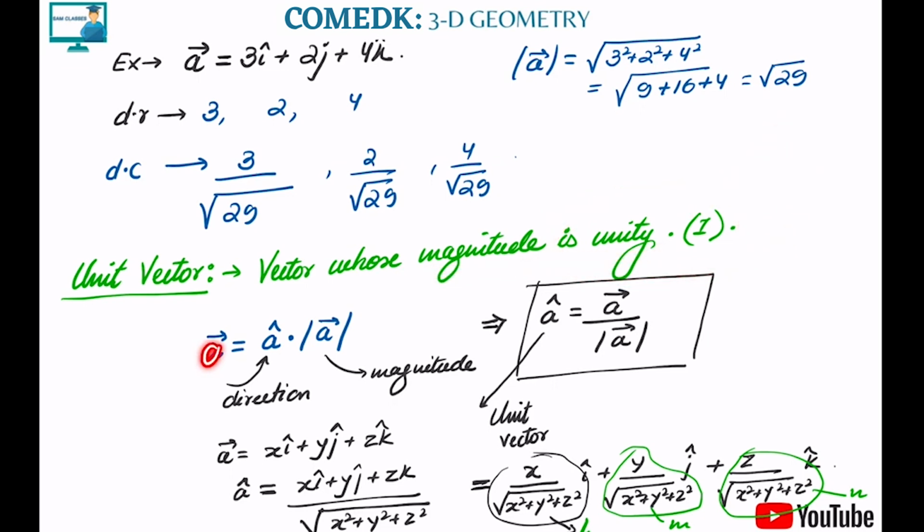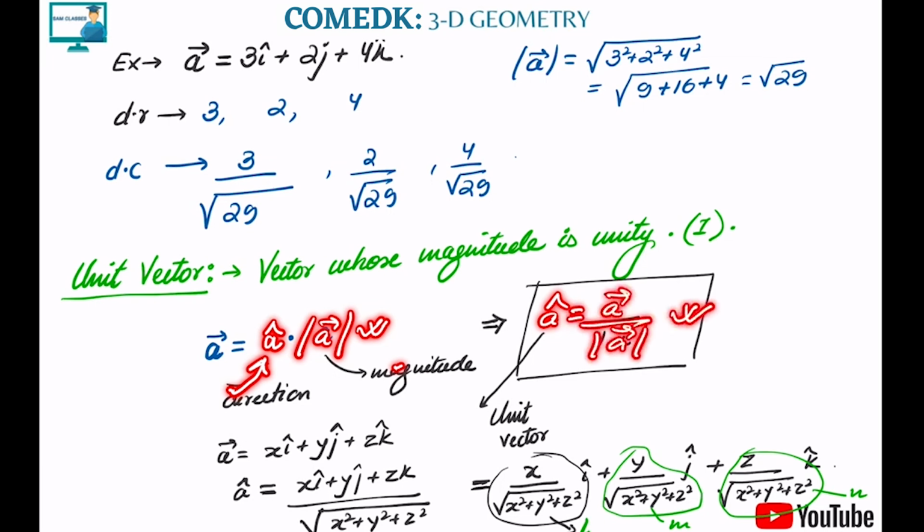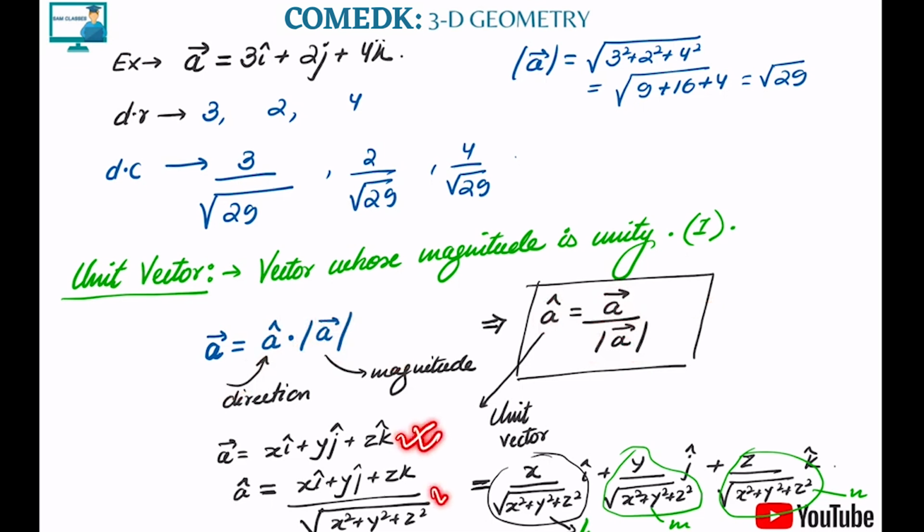Correct. Now, every vector has two things. What are these two things? One is the direction, given by the unit vector, and the other is the magnitude, given by the magnitude of the vector. So a unit vector is nothing but a vector divided by its magnitude. So what will be left? Direction. That's it. So take a vector, divide by the magnitude.